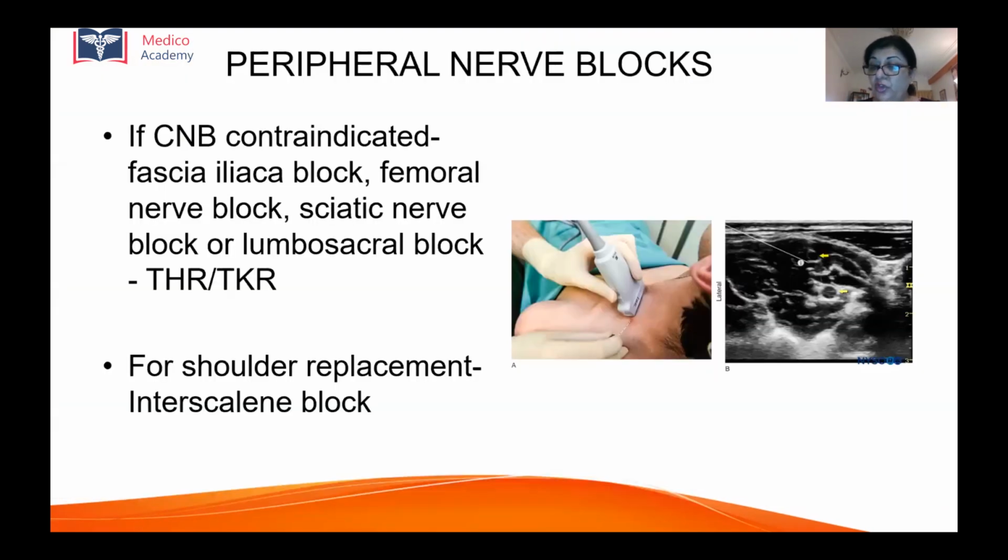Peripheral nerve block: if neuroaxial block is contraindicated, the fascia iliaca block, femoral nerve block, sciatic nerve block or lumbosacral block can be used for THR or TKR. For shoulder replacement, interscalene block may be used. These blocks can be given via nerve stimulator or as an ultrasound guided block.